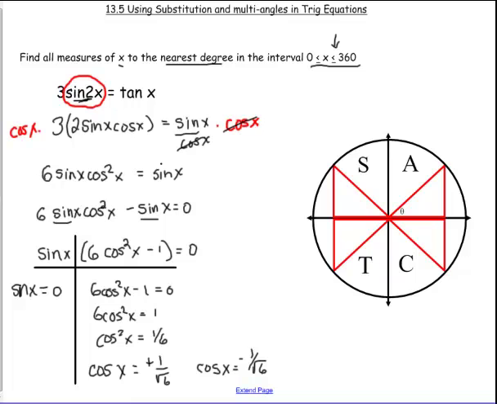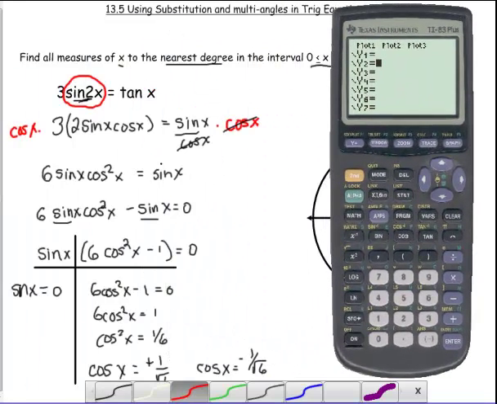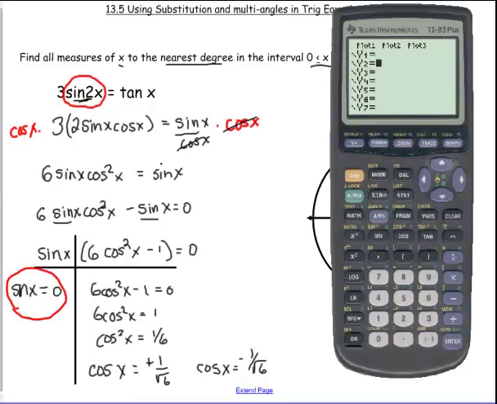Alright, so finally I can start figuring out what my angles actually are. So I'm going to have to pull out my calculator. First one I'm going to work with is that one. That is asking me, where does the sine wave hit 0? Here's my sine wave. Here's 0. Graph it. And I see that my sine wave hits 0 in 3 spots. 1, 2, 3. I could do intersection, but they're pretty easy to pick out. Those answers are 0, 180, and 360.